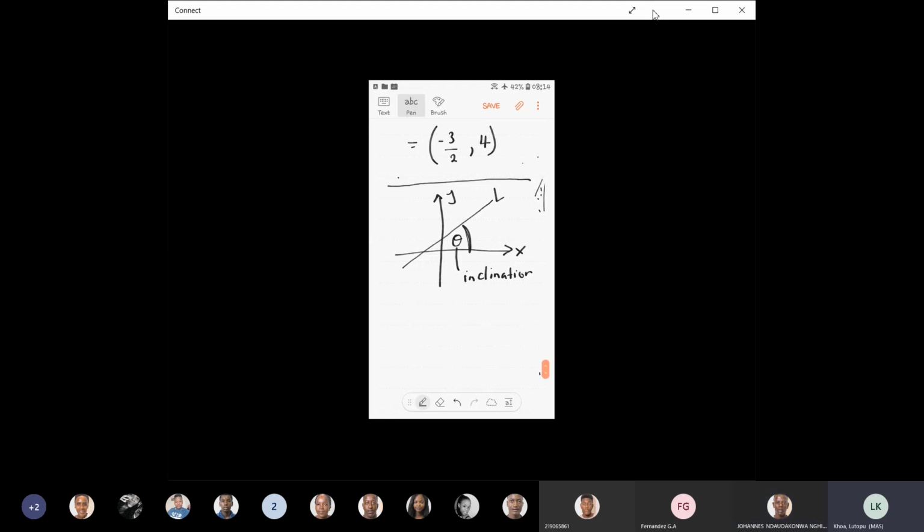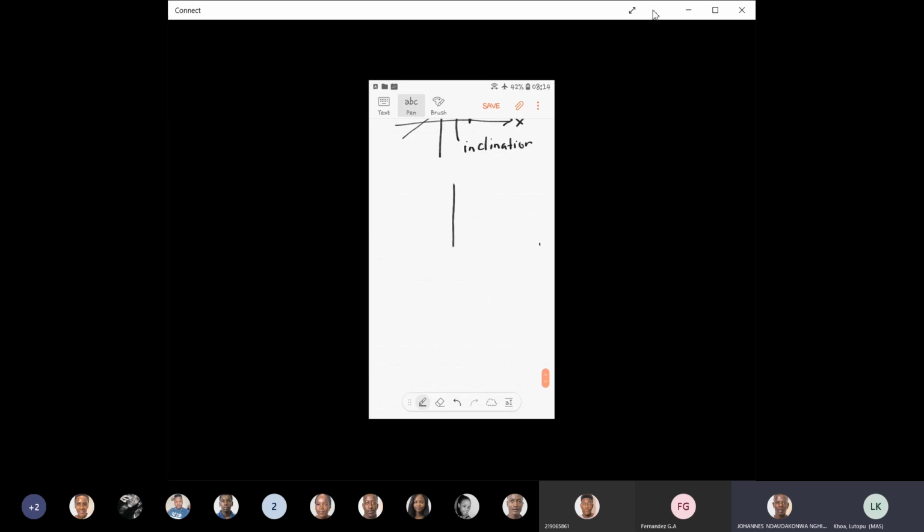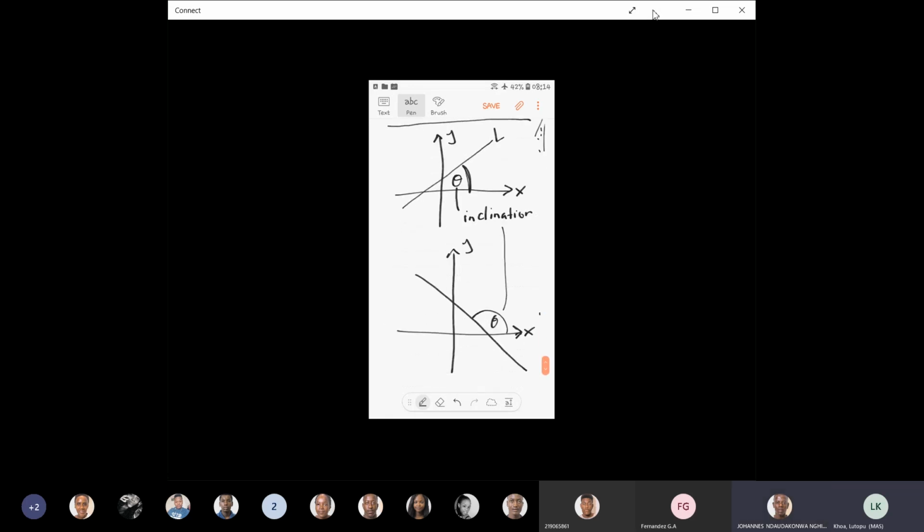Now the line can also face in the other way. So let's say my line looks like that. So this is my x and y axis. So I must measure the angle like that. So over here, this theta will now be the inclination. So the inclination is just the angle that the line makes with the positive x-axis. It is always measured anti-clockwise, so it is always a positive value.